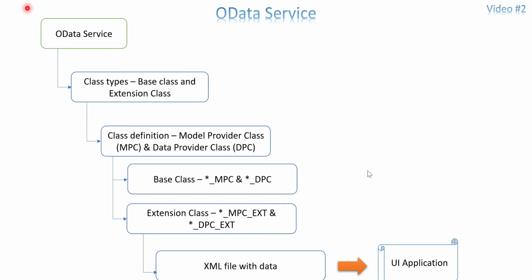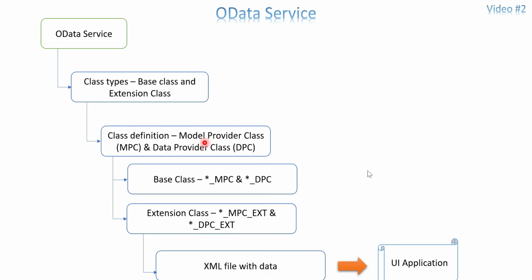So for that, the first option is to write code for the OData service. Once you create or activate or generate an OData service, the system creates two types of class. One is the base class, another one is the extension class. In that we have two more definitions: the model provider class and the data provider class. Shortly we call them MPC and DPC. So it will create two base classes, one for MPC and one for DPC, and the same way two extension classes, one for MPC and one for DPC.